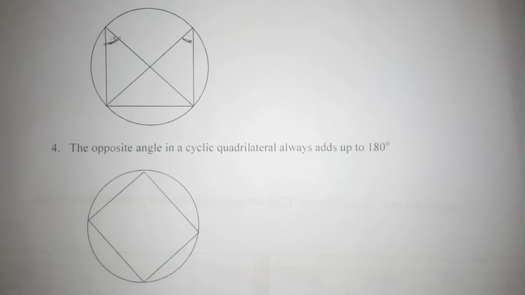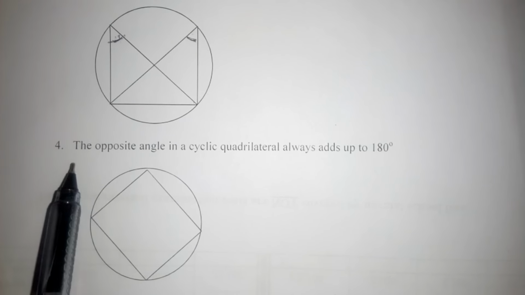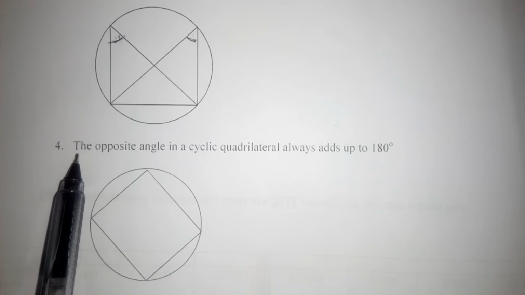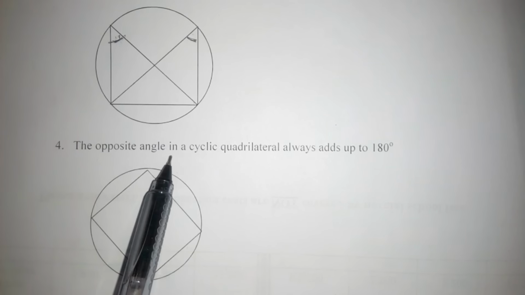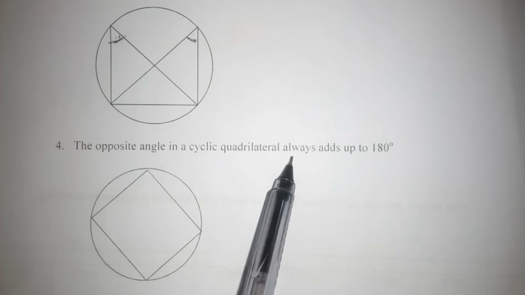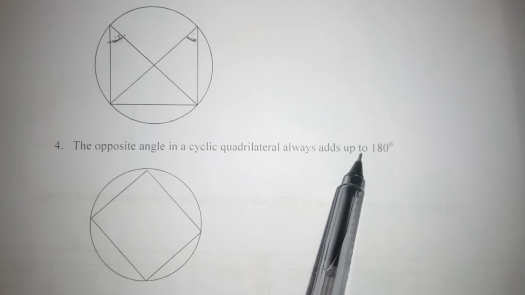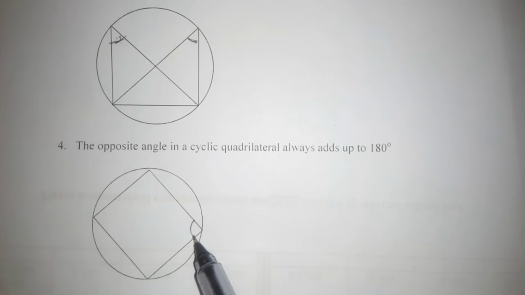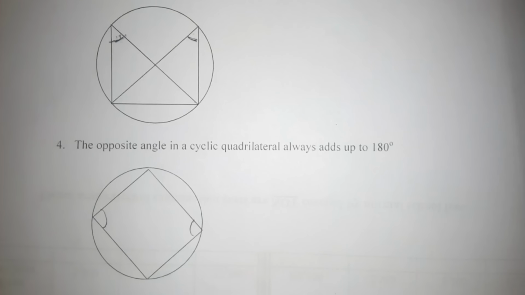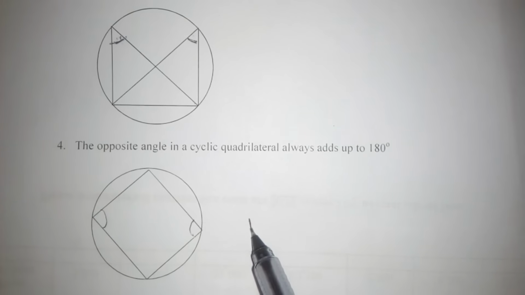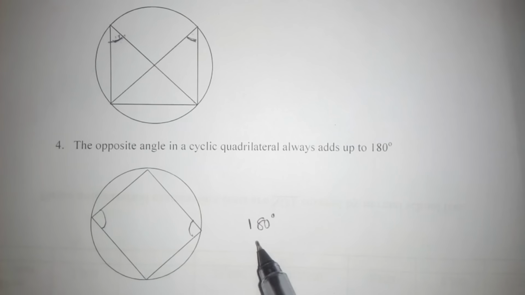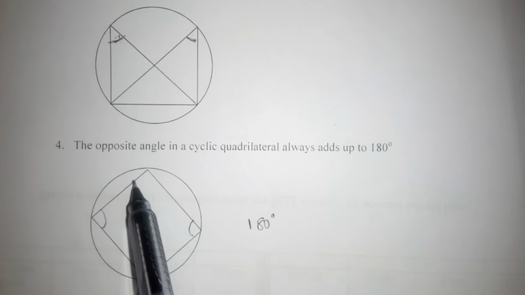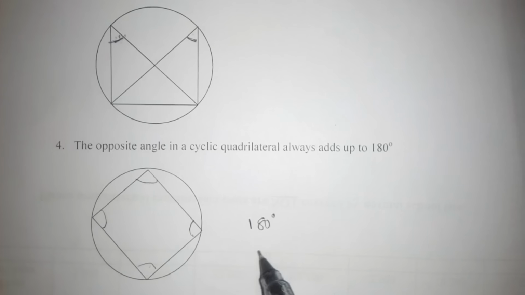Another one, okay, so this one we'll call property number 4. What it says: the opposite angles in a cyclic quadrilateral always add up to 180. So what it means is this angle plus this angle are supposed to give you 180 degrees. Also this one and this one, since they are opposite, are supposed to give you 180 degrees.